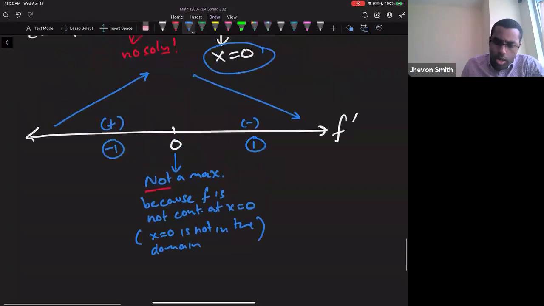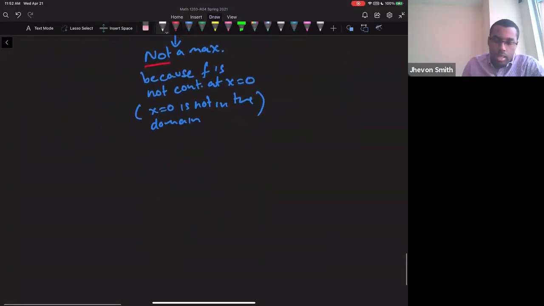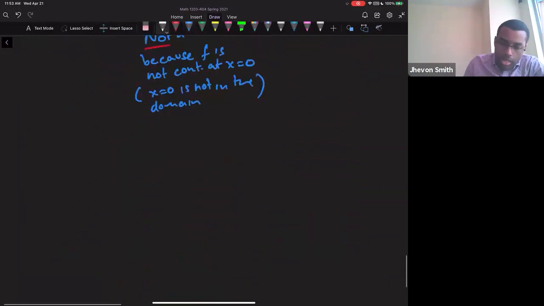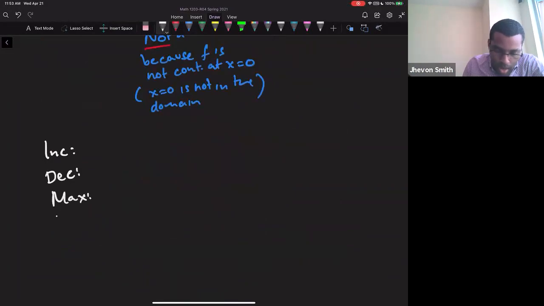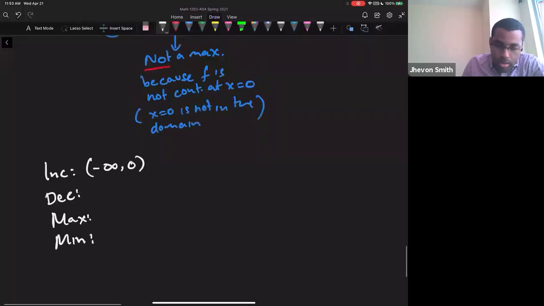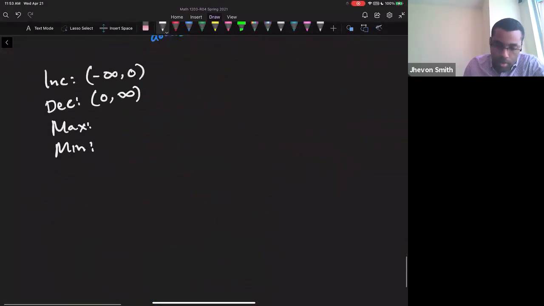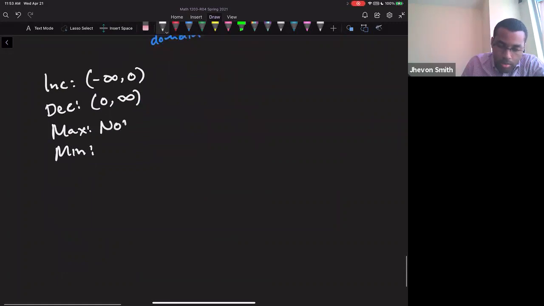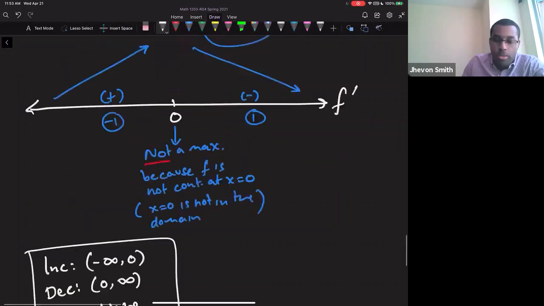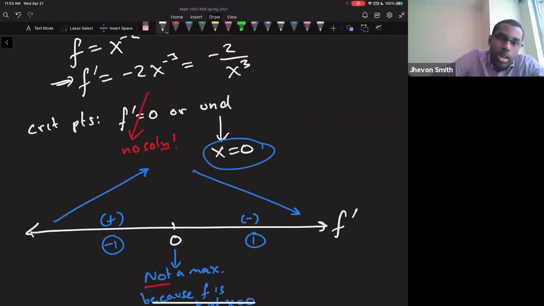All right. So what we get from this section, section 4, is that we can tell where it's increasing, where it's decreasing, where it hits maximums, and where it hits minimums. Increasing: it's increasing from negative infinity to 0. You can see that right here. Decreasing: it's decreasing from 0 to infinity. You can see that right here. Max, none. Min, none. The only potential candidate for a maximum was 0, but 0 is not in our domain.